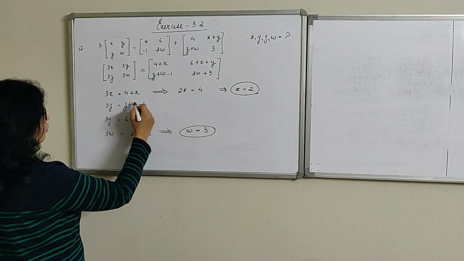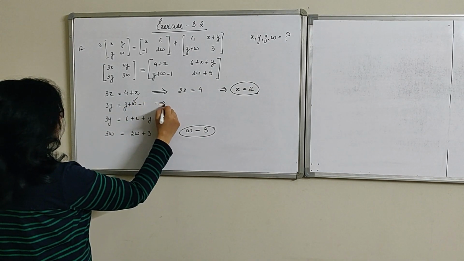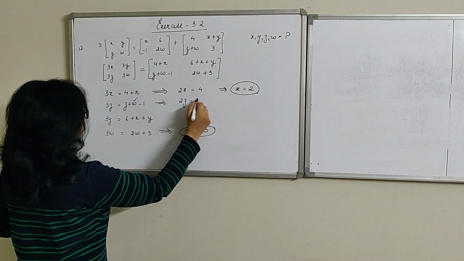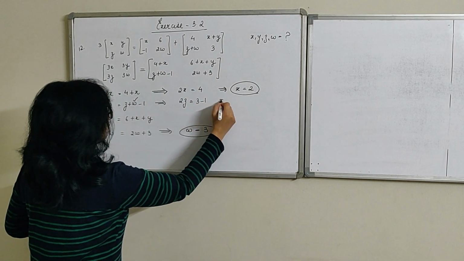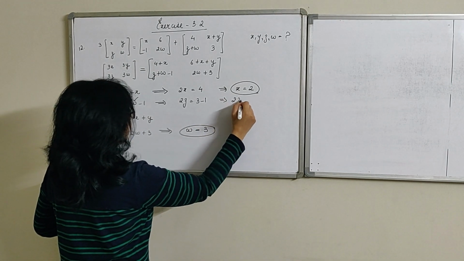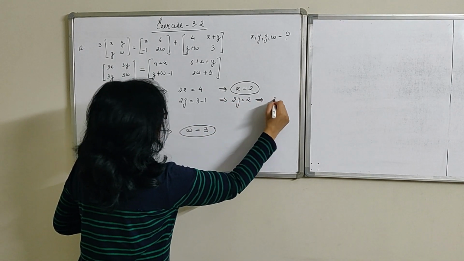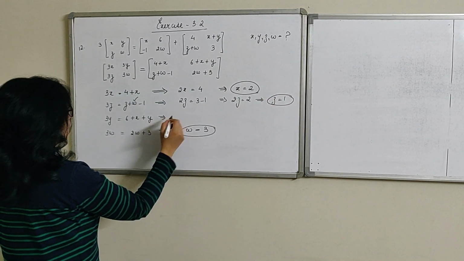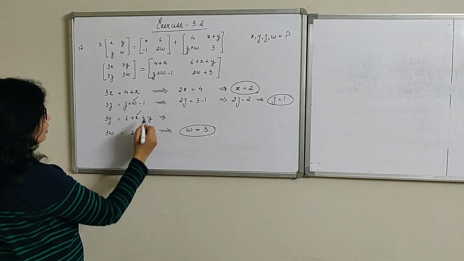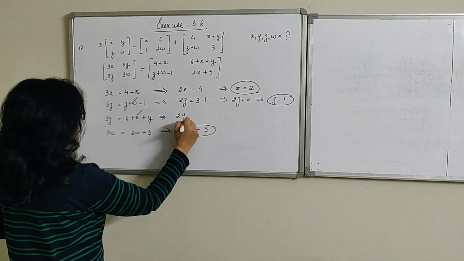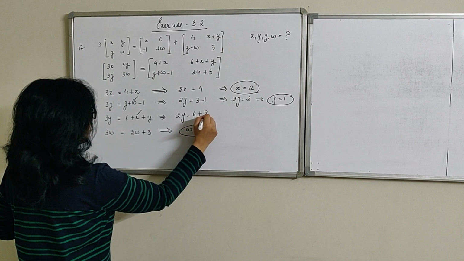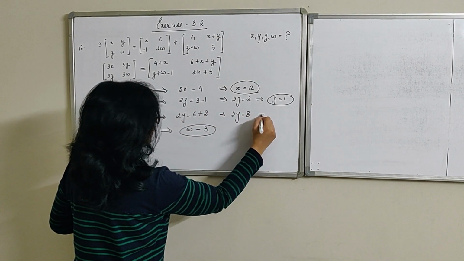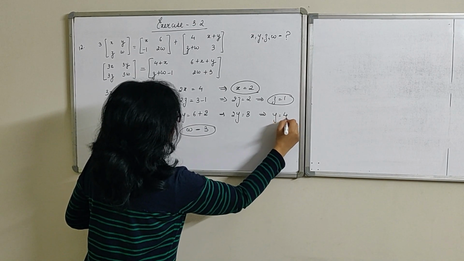Let us substitute the value of w in this equation. So transposing z terms, we get 2z, w is 3 minus 1. So we get 2z equal to 2. Finally, z is equal to 1. In this equation, we can substitute x is equal to 2. Transposing y terms, 2y is 6 plus 2, which gives 2y equal to 8, and hence y is equal to 4.